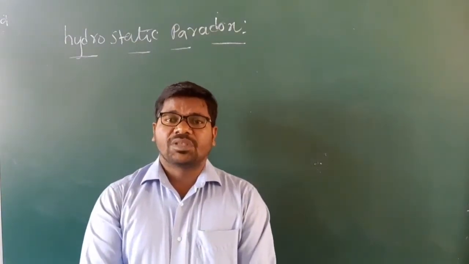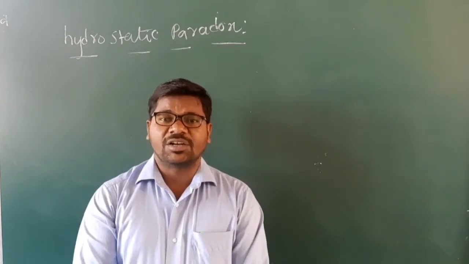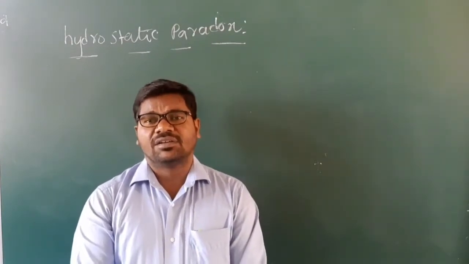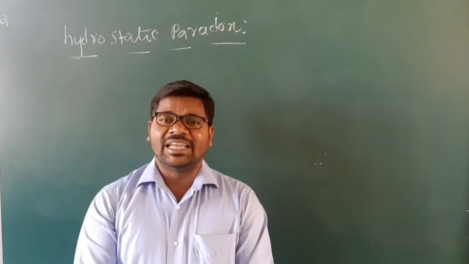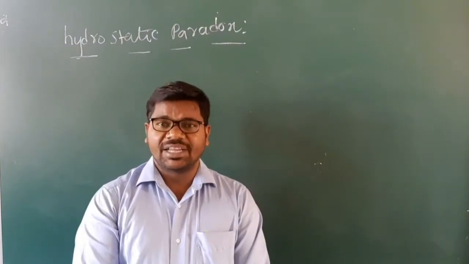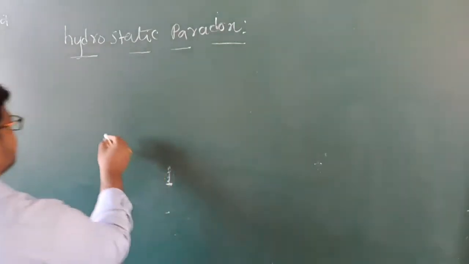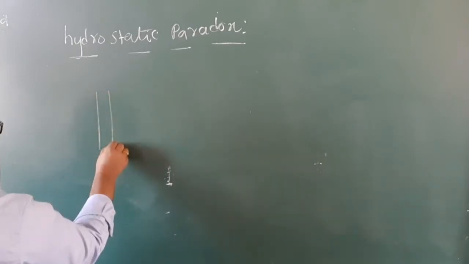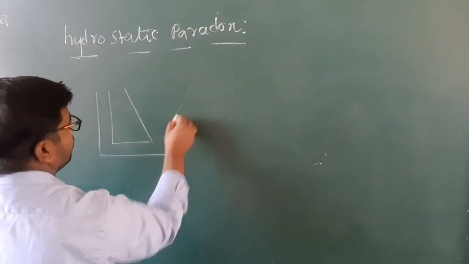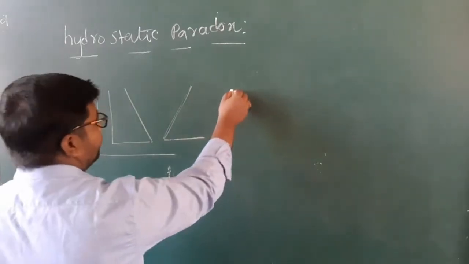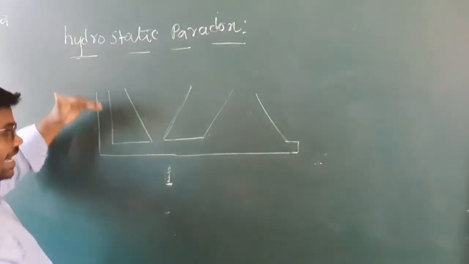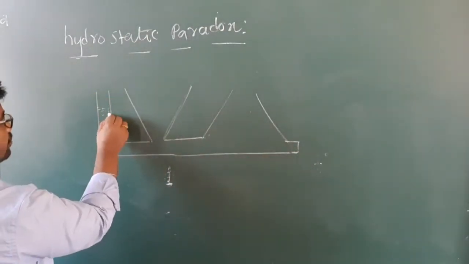See here, from this we can discuss the hydrostatic paradox. Pressure is independent of the shape and volume of the container. It depends only upon the depth when an object is immersed. Consider a container like this and another one like this. Consider three types of different materials. This is like a cylinder, and in that we take fluid.